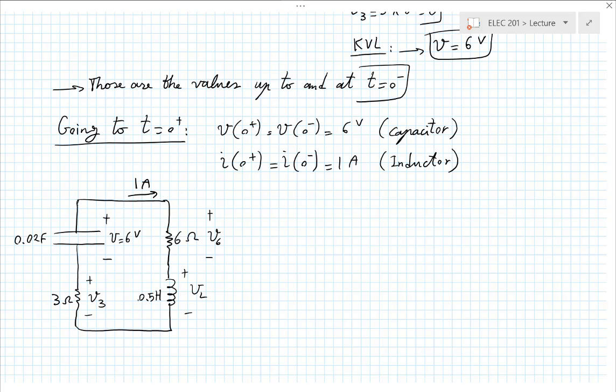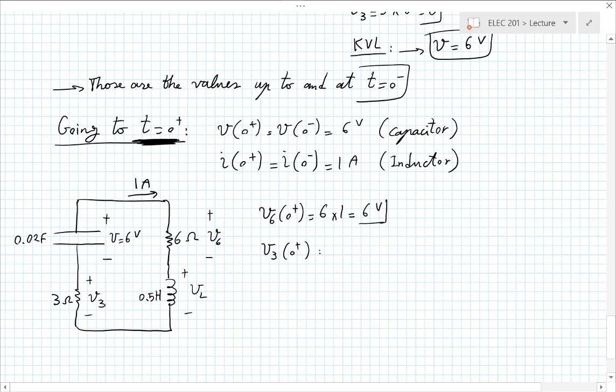At t equals 0 plus, so I want to really emphasize, this is only for that point in time. So V6 of 0 plus is simply 6 times 1, and that's 6 volts. What is V3 at 0 plus? Who says 3? Who says something else? Minus 3, thank you. Look at the current.